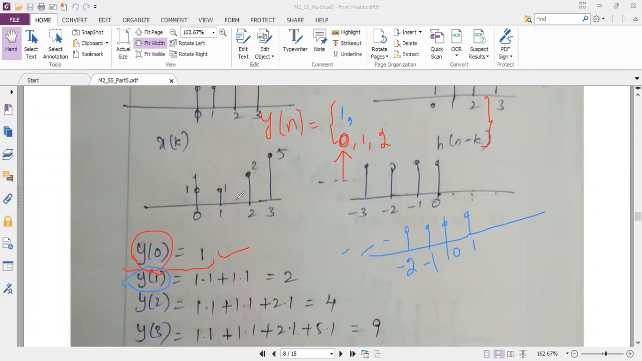So now tell me how many places I have the output y of 1 is equal to. If you compare the diagram, can I write 1 into 1 at 0? At n is equal to 0, from both the diagrams, I have the amplitudes 1 and 1. Similarly, plus at n is equal to 1, I have here the amplitude 1 and also here the amplitude 1. So 1 into 1. So 1 plus 1 is equal to 2. Is it fine?